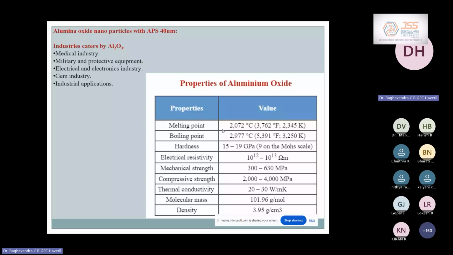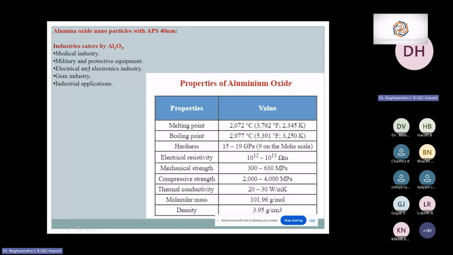Industries which cater to this Al2O3. Al2O3 is one of the applications wherein, if you consider an APS of 40 nanometer size, these have been extensively used in medical industries, military and protective equipment.